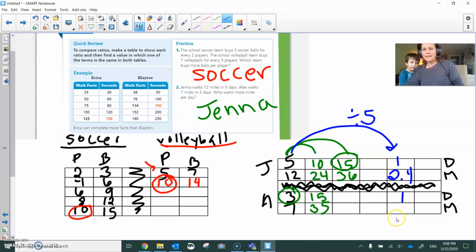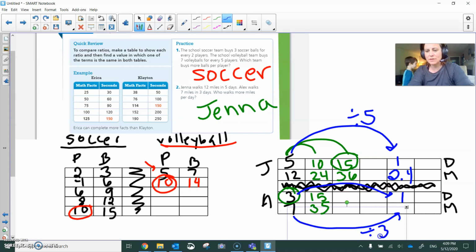I'll show you. And then for Alex, we want to get Alex from 3 days to 1 day. So in order to do that, we'd have to divide it by 3. So we need to do 7 divided by 3. So I'm going to use my little calculator that I have on my other screen. 7 divided by 3 is 2.3 repeating. I don't know how to do that. Okay. Yeah, me too. 2.3 repeating.